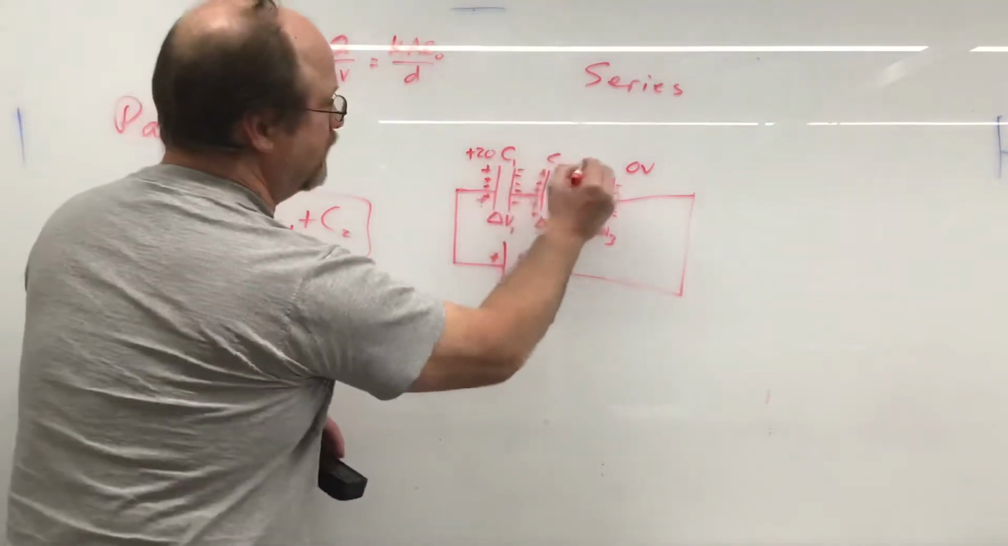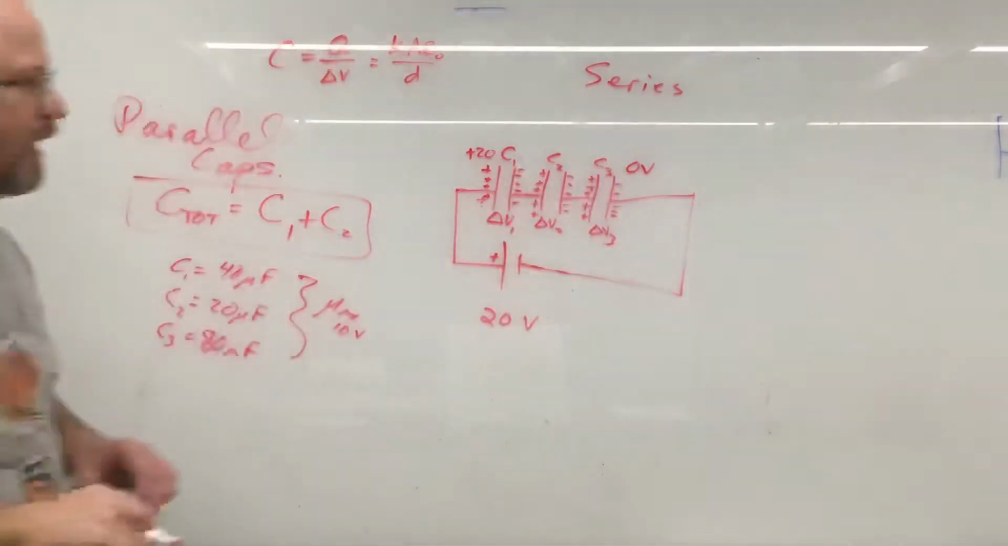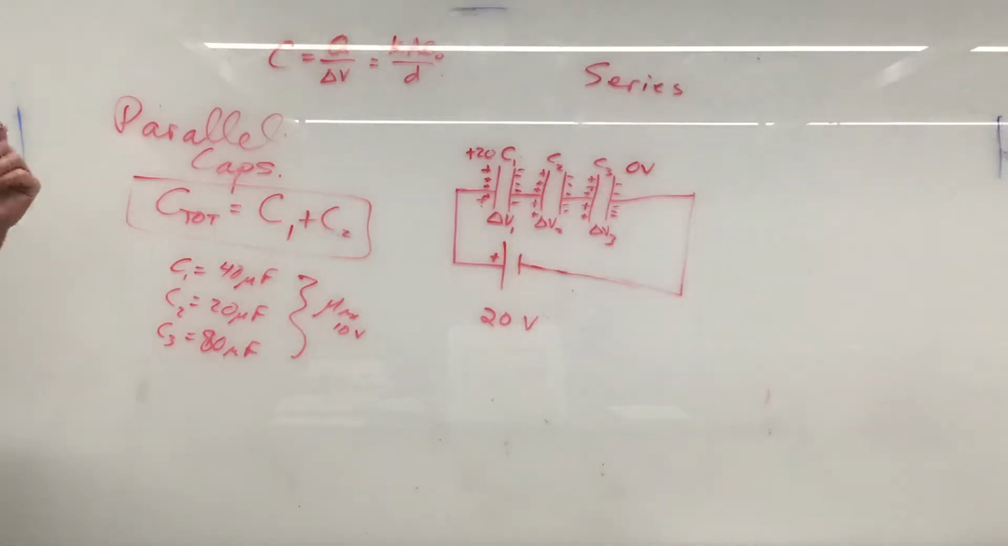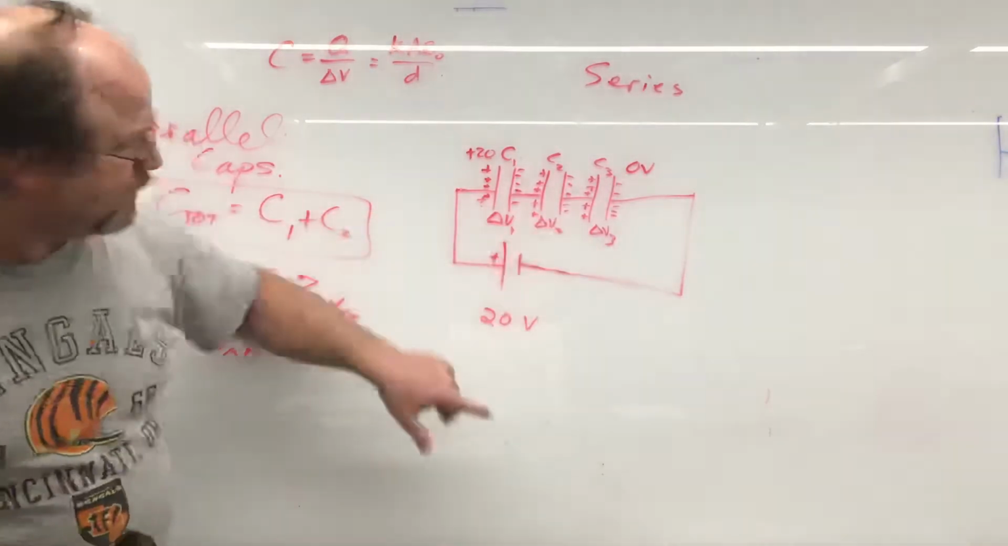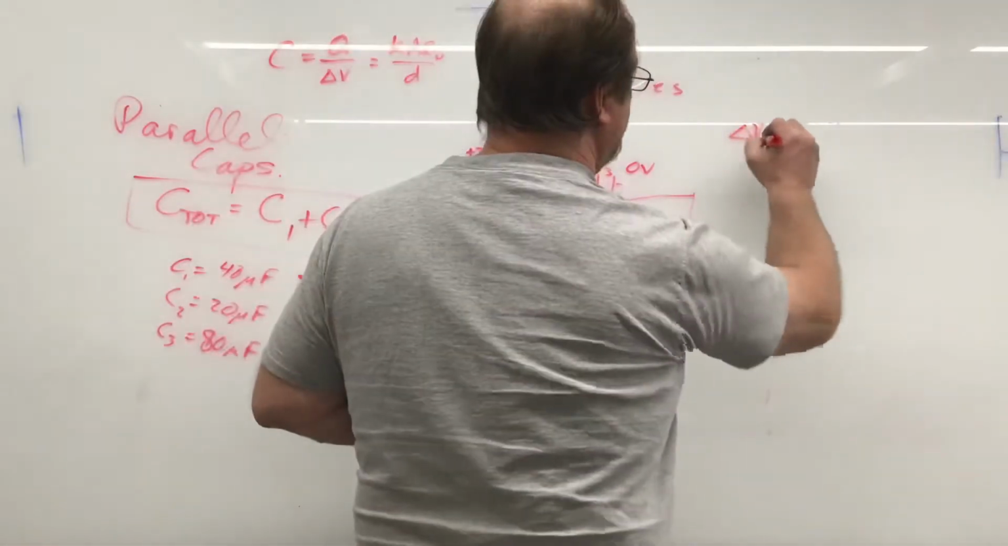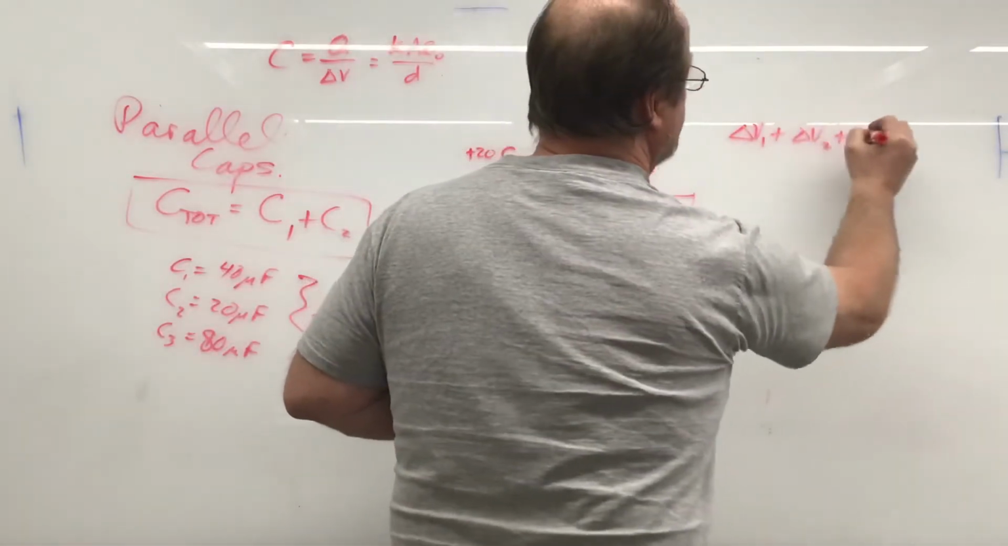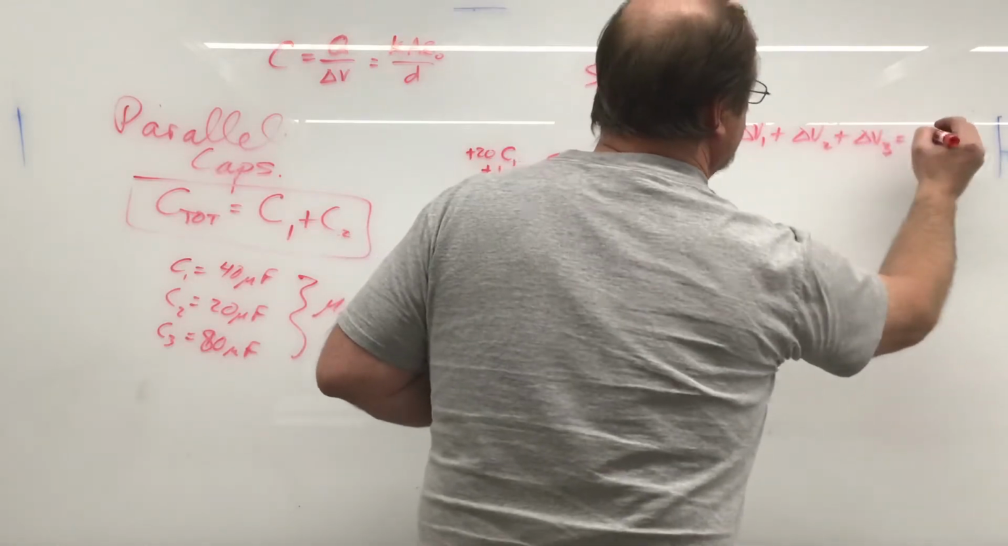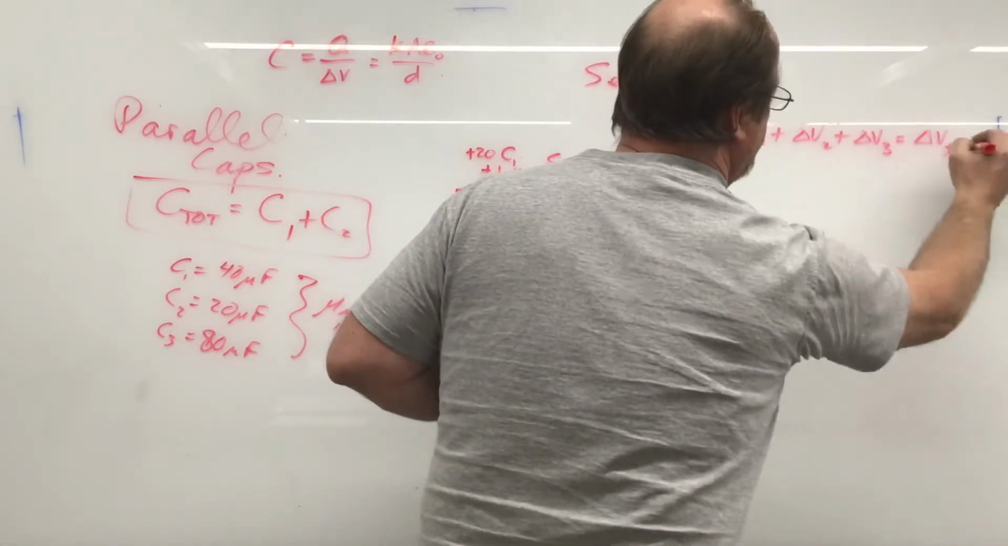And we can know the values of the C's, okay? And we know the values of the V's. But what we also know is that these all added up together has to come up to 20 volts. So we know this: delta V1 plus delta V2 plus delta V3 equals delta V total. In our case, it's 20.